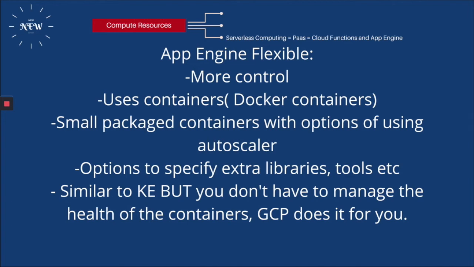By now you're probably thinking this sounds a lot like Kubernetes Engine, but there is a difference. On Kubernetes Engine, you have to manage the health of the clusters. You have to do that manually, which means that your DevOps team has to carry out these health checks when you need them to. Whereas on App Engine Flexible, GCP does that for you.